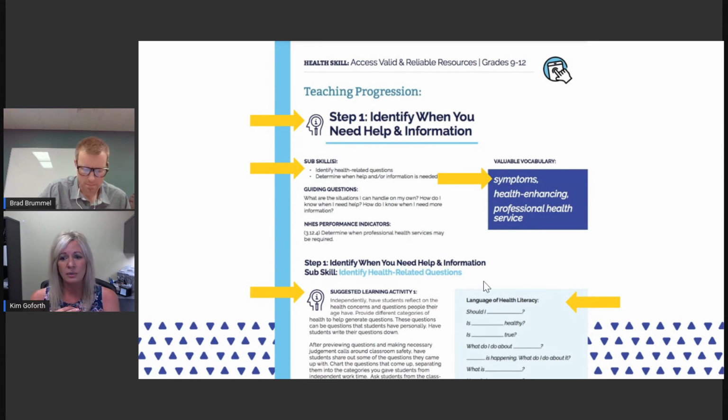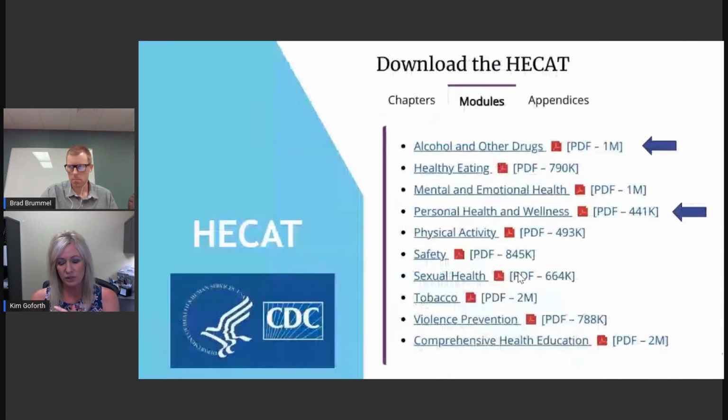And then the language of health literacy are some of those prompts that sometimes students have a hard time speaking, the health language. And so these sentence starters are very powerful. And again, partnering back to the journaling concept, some of these prompts could be posted for students to respond to in their own journal. So this is a screenshot for a 9-12 grade span, but those health skills are in the RMC website, which is also linked there.